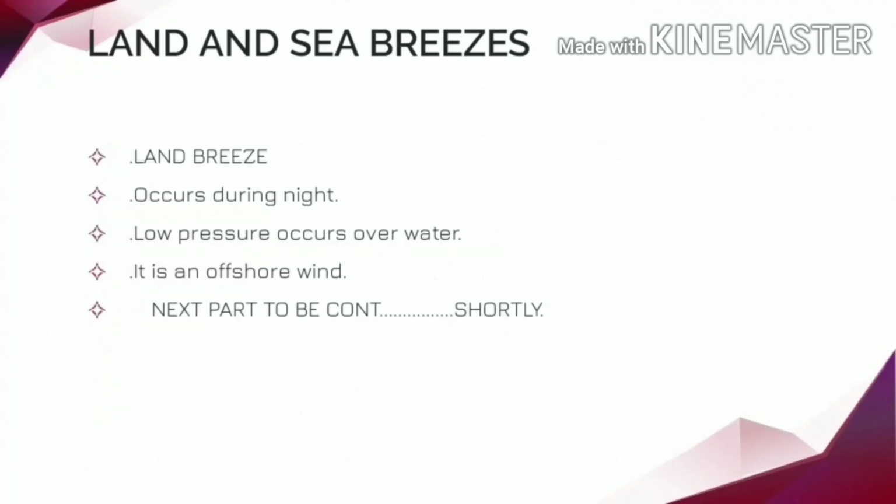Land breezes occur during the night time. At night, the air over the land has cooled because of radiation. That cool air starts to descend, and when it is descending, the air becomes denser. Now high pressure is created over the land, whereas low pressure is created over the sea. So the wind starts to flow from land towards the sea. That means it is an offshore wind, blowing from land towards the sea.